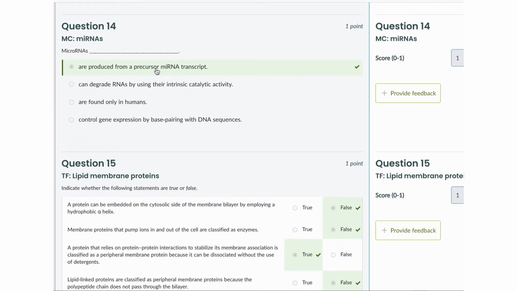MicroRNAs are produced from precursor mRNA transcript. That's correct. So again, that's just a repeat of an earlier question. They have their own genes.